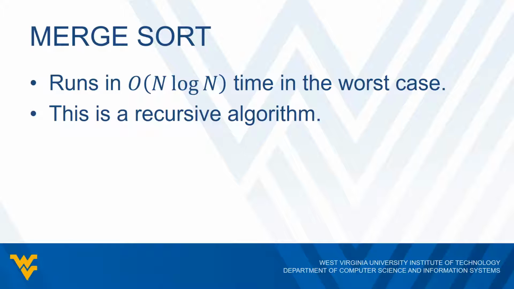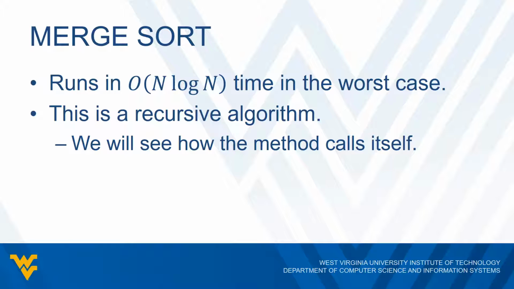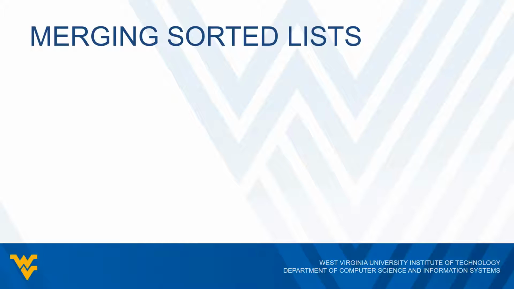We mentioned a little bit here and there about what recursion is, so we're finally going to see an example of how the methods would call themselves. Today we're going to discuss the fundamental operation of this algorithm, and then we'll get to the rest of it in the next lecture. But the main operation is taking two sorted lists and merging them together.